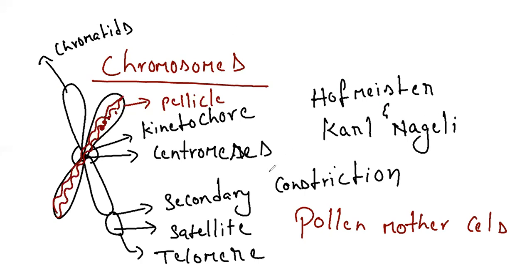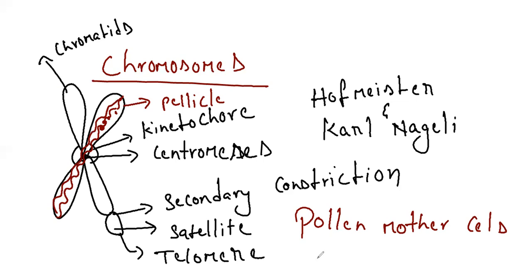The next thing is the structural representation. This is the kinetochore, the proteinaceous extension present in the chromosome, mainly for the attachment of spindle fibers. The spindle fibers are made up of microtubules, which are tubulin protein, coming from the centrosomes. And we have the chromonema, chromomeres, and the primary constriction, which we otherwise call the centromere. Here we have the secondary constriction, which is the satellite, and here we have the telomere.